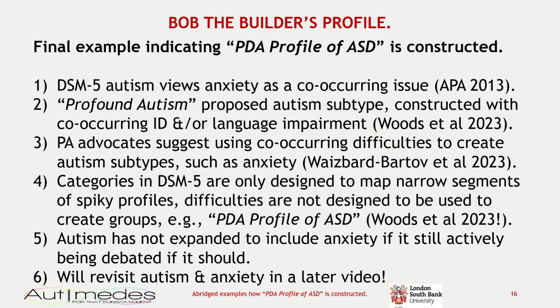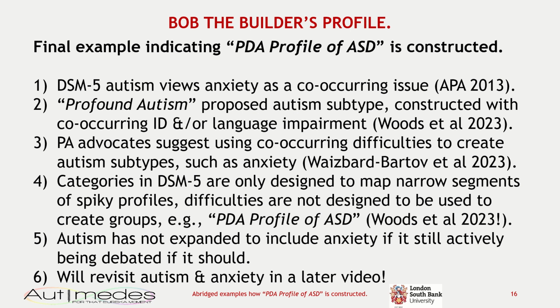More practically than that, the DSM-5 itself, which apparently says that PDA, I'm going to say focus. So the DSM-5 itself views anxiety to be a co-occurring issue, a co-occurring difficulty for autism.